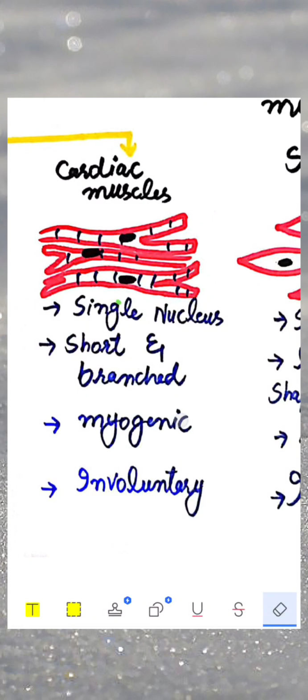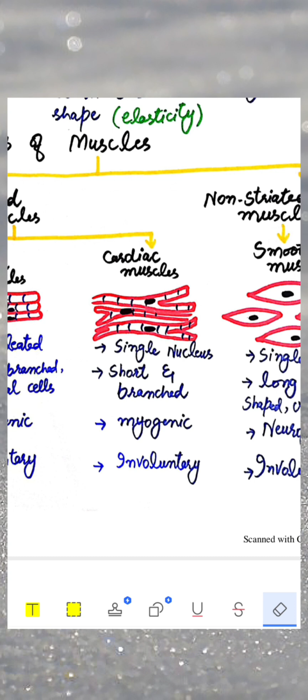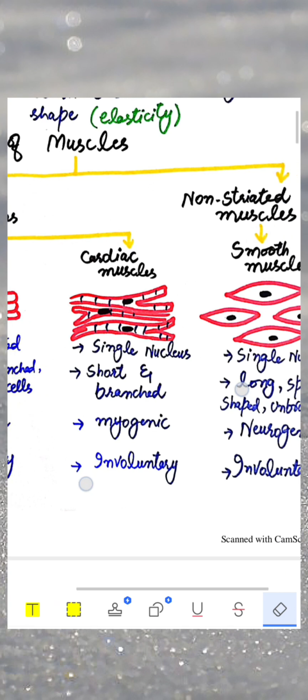And remember one thing, only these types of muscles are myogenic in nature. They show their excitability without the involvement of any nerve impulse. And these are involuntary, means these are not working under the conscious control. And the location of the cardiac muscles is very simple, these are found in our heart.